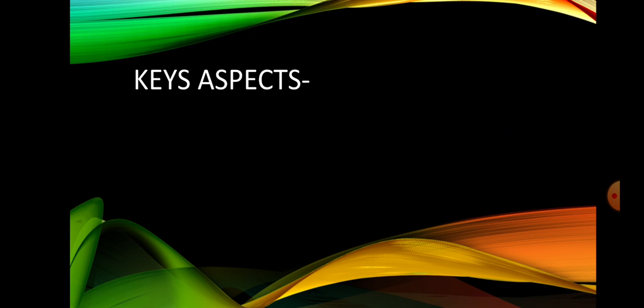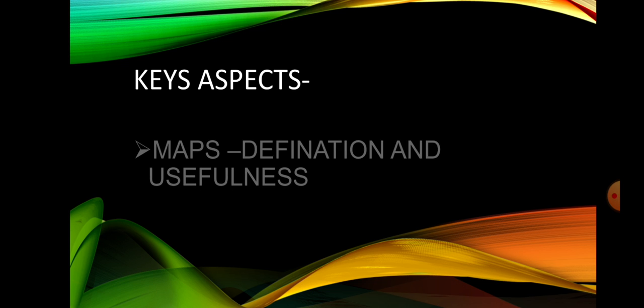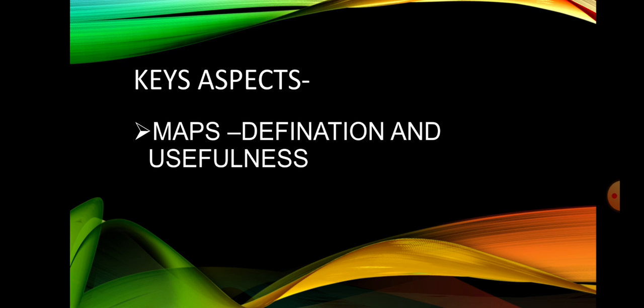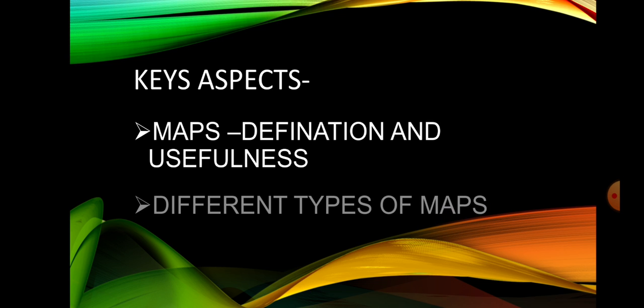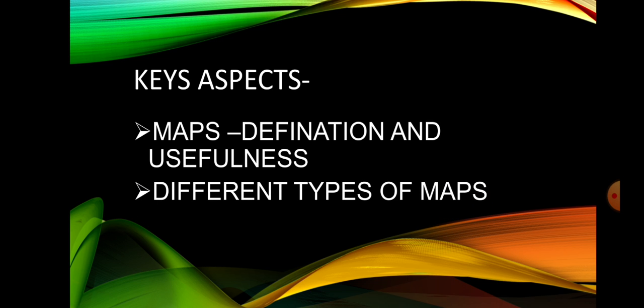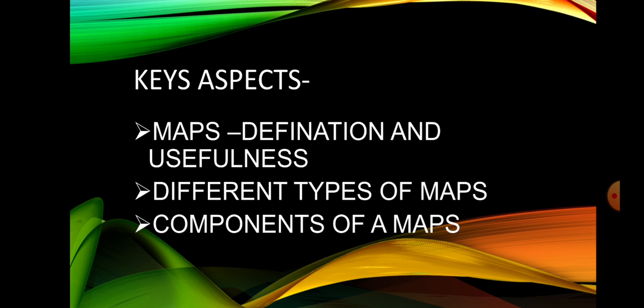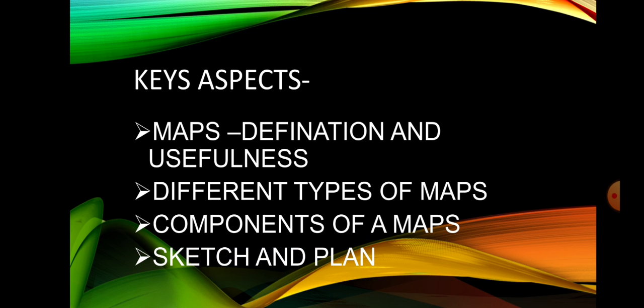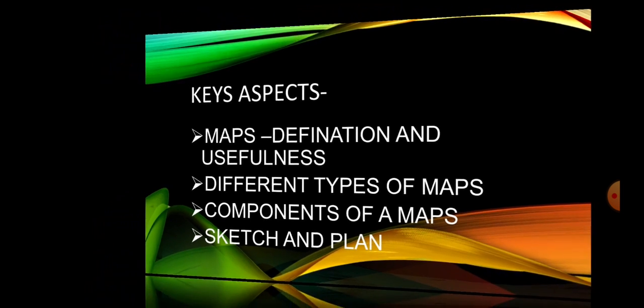Let us see some key aspects of this chapter. First, we will talk about maps. In that, we will talk about definitions and the usefulness. Second, we will talk about different types of maps. Third, we will talk about components of a map. Fourth, we will talk about sketches and plan.